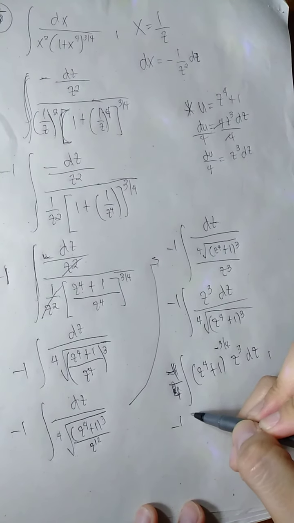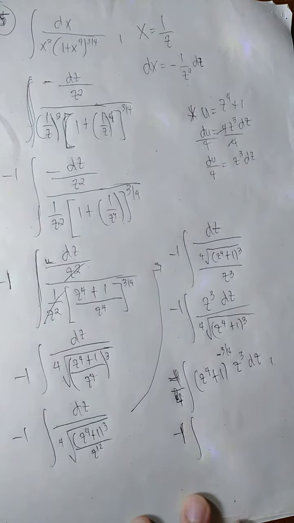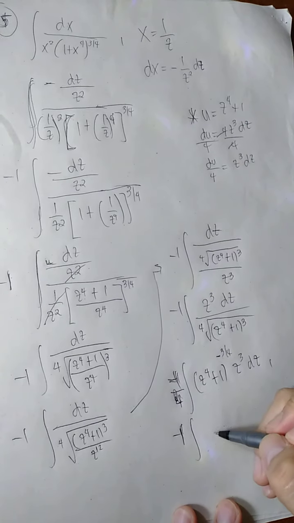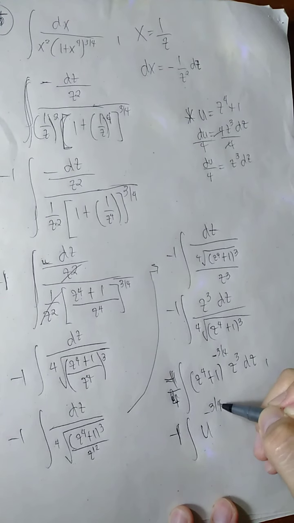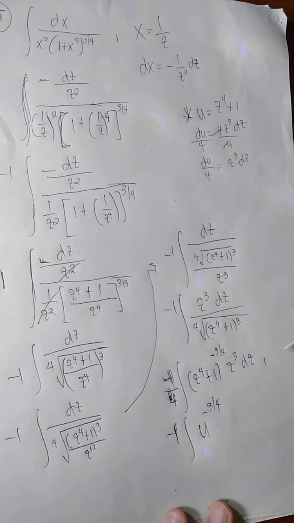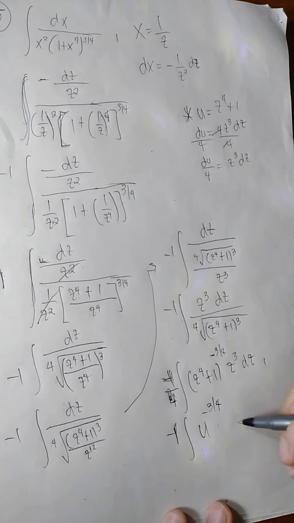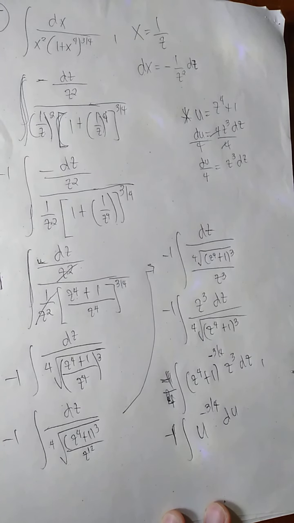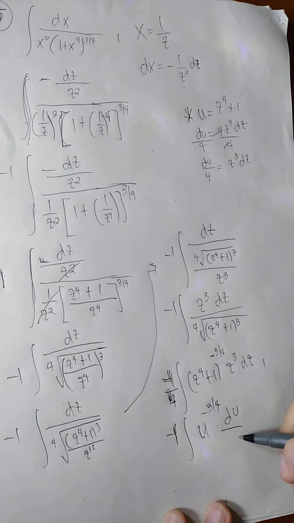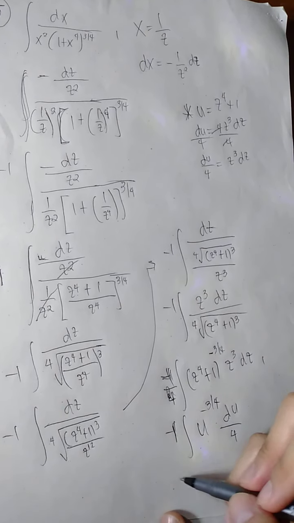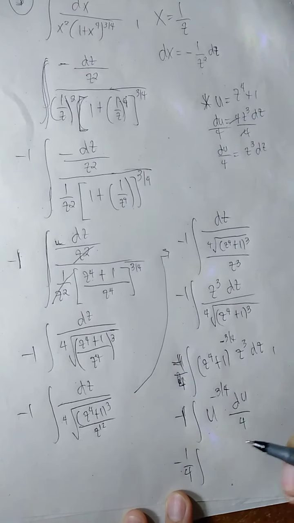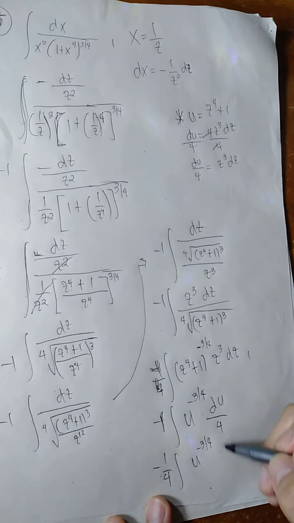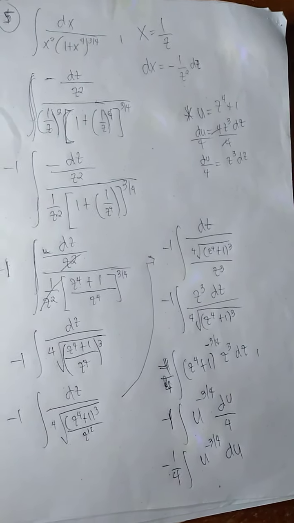So it was negative 1 integral of u. So yung z to the 4 plus 1, papalitan mo na ng u. U to the negative 3 over 4. Then yung z cube, papalitan mo ngayon ng du over 4. Yan. So pwede mo i-factor out. So it becomes negative 1/4, u to the negative 3/4 du na lang. So, yan.